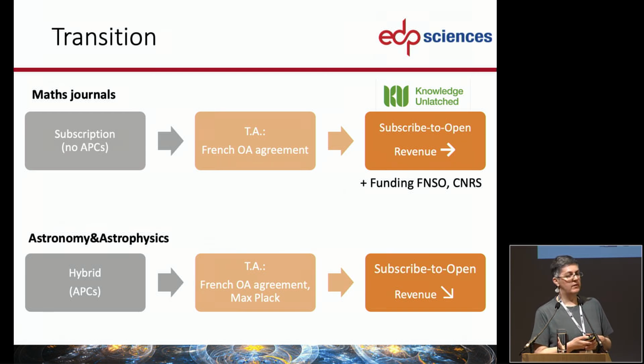We also had two transformative agreements: the same French transformative agreement, which applied to this journal as well, and a pilot transformative agreement with the Max Planck Institutes in Germany. So for us as a publisher, the move to subscribe to open means that the revenue is dropping. So this is, I guess, a contribution from us as a publisher to the open access transformation of this journal.